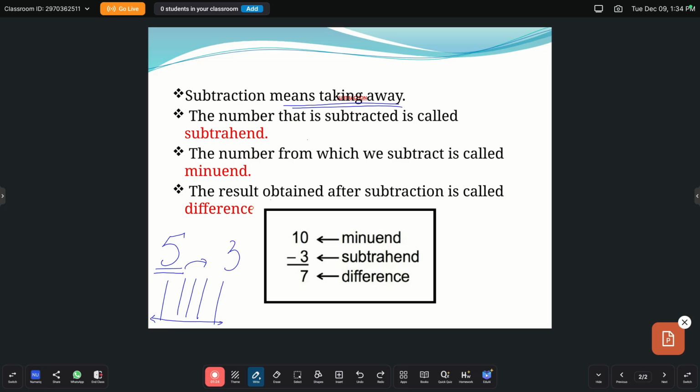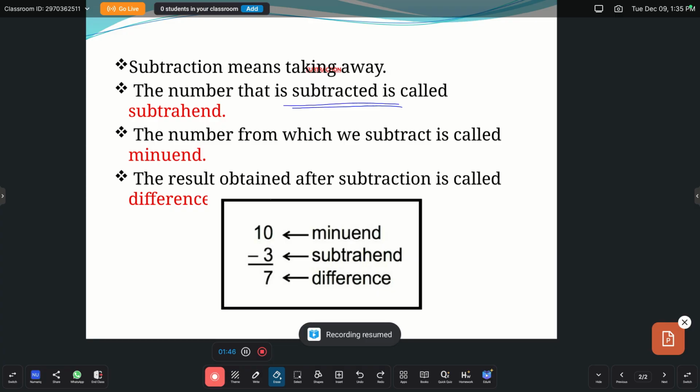After giving him three pencils, how many pencils are left with me? Only two pencils are left with me. So, my brother took away these three pencils from me, and now I am left with two pencils. So this is known as subtraction. Subtraction means taking away.